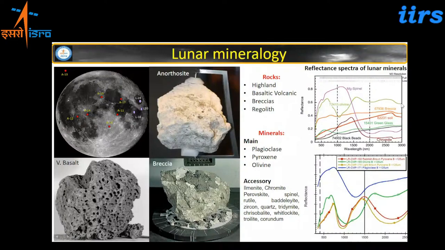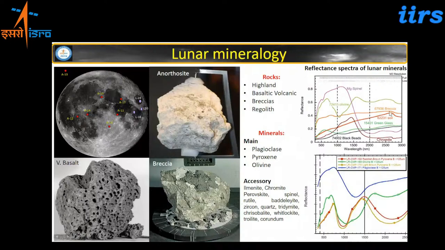These are the reflectance spectra of these lunar minerals in the VNIR region. They are characterized by various absorption band centers which are diagnostic of that particular mineral. For example, magnesium spinel is characterized by a broad absorption at around 2000 nanometer. Similarly, chromite also has a 2000 nanometer absorption feature, but slightly longer. For magnesium spinel it is 2.1, for chromite 2.2. Then olivine is characterized by a broad absorption feature around 1000 nanometer. Then this is the breccia material, which is more or less featureless.